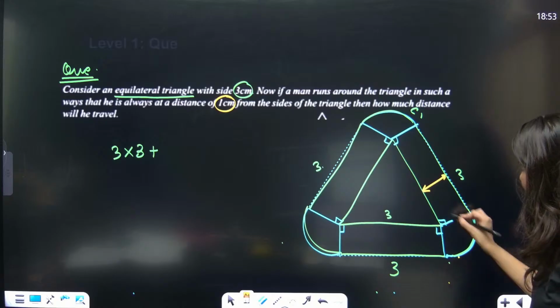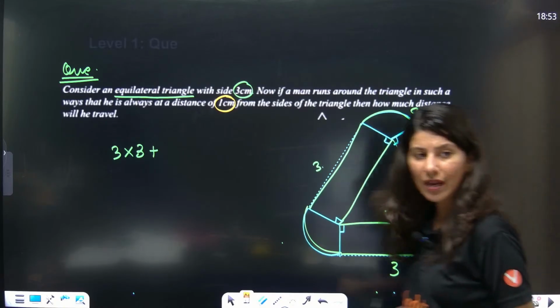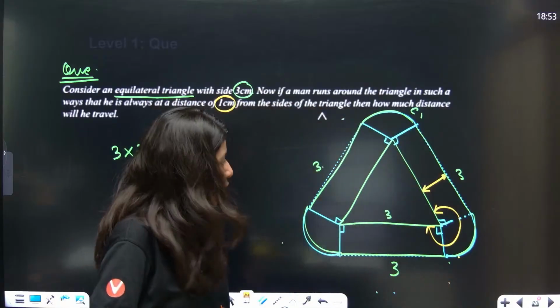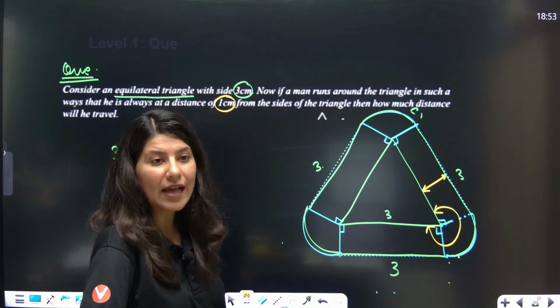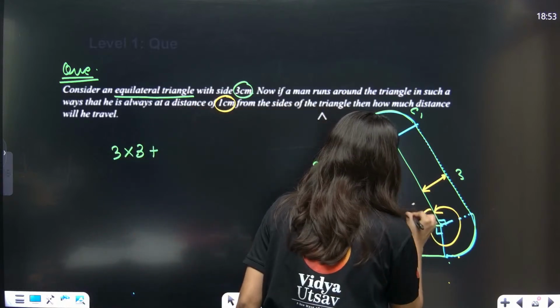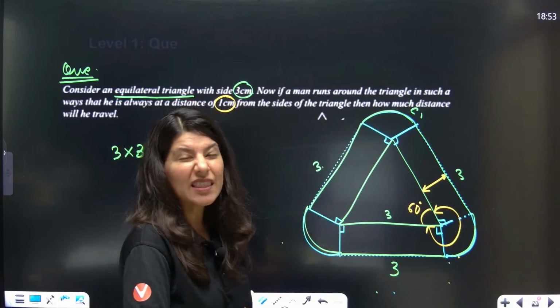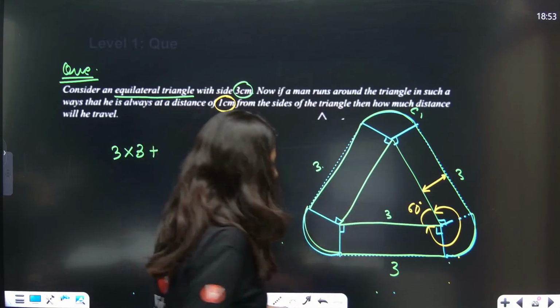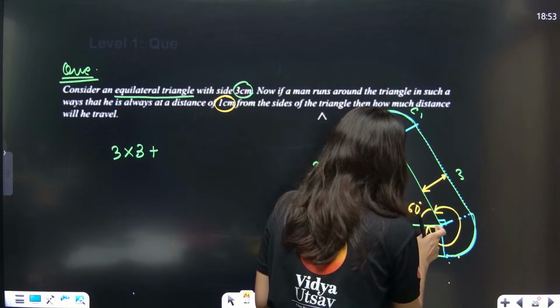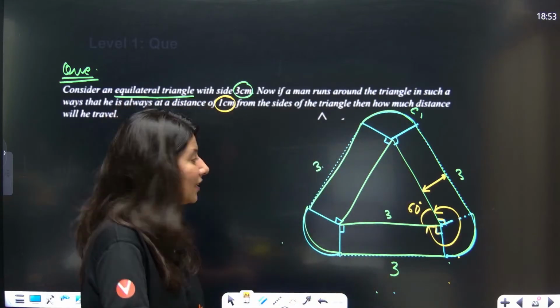This is your 90 degree. Can anybody tell me this whole angle? Who can tell me the whole angle? Ma'am, see, equilateral triangle, so this is 60 degree. So the left out will be 360 minus 60, so this is your 300. And 180 are there, so 300 minus 180 you have to do.